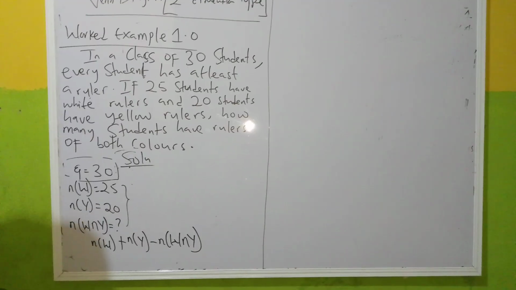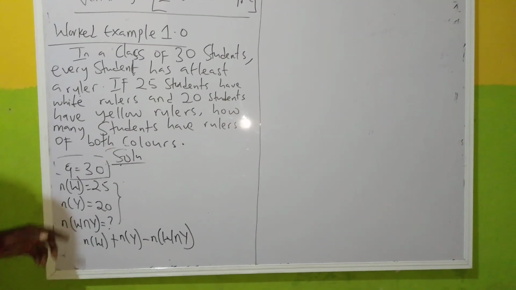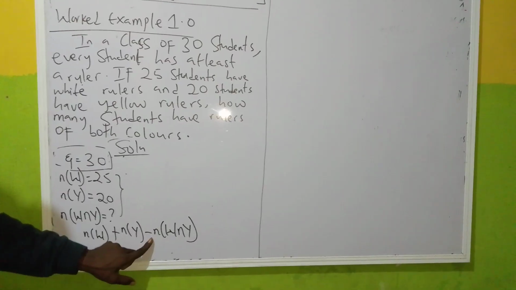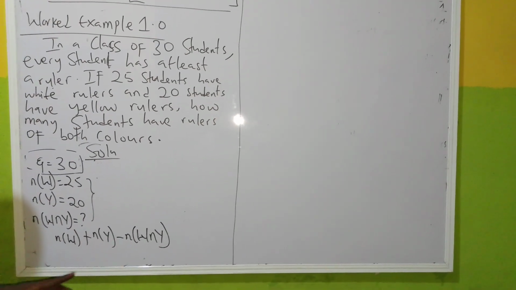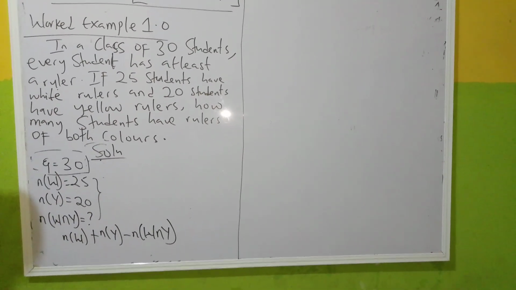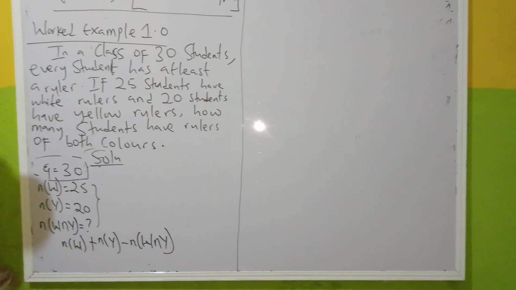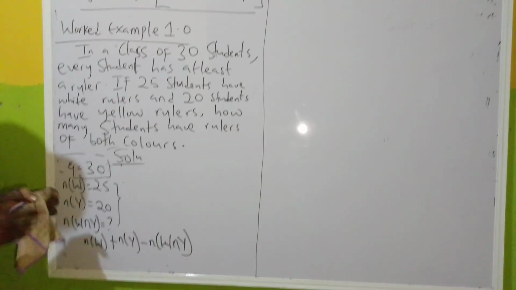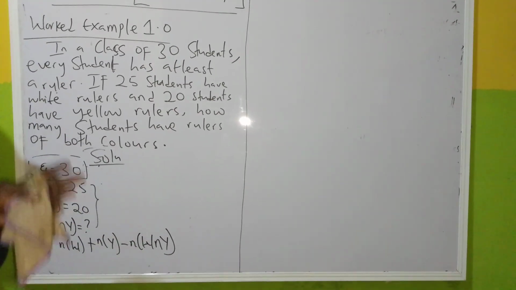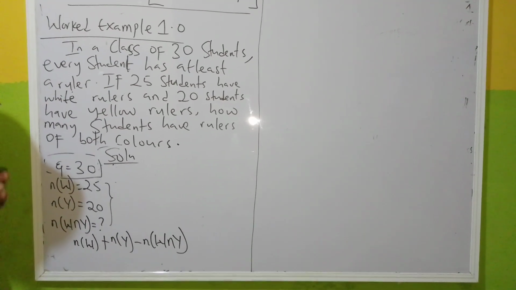Anywhere two are connected, like this one because two are connected, we always carry a negative symbol. But anywhere one or three are joined, we always carry positive. Any other thing, we carry positive in a Venn diagram, except where two sets are joined, that's where they always carry negative.